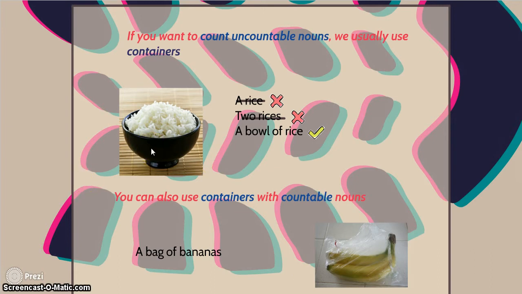So, can we use a singular? No, because it's uncountable. So we cannot say a rice. Can we use numbers in front of it? No, because it's uncountable. So we cannot say 2 rices. But we can use a container. So we can say a bowl of rice, as in the example. We can also use containers with countable nouns. So we can say 1 banana and 2 bananas. We have 2 bananas here, but these bananas are inside a bag. So we can also say a bag of bananas.